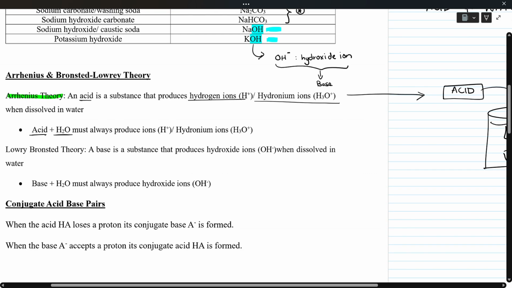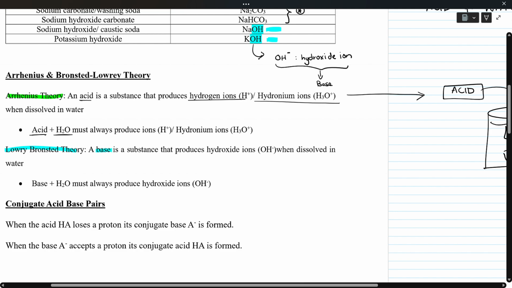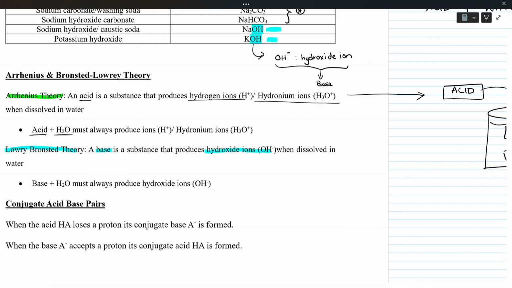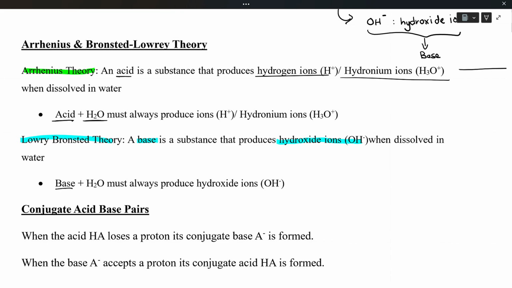Okay, so now that we've defined an acid, we have the Lowry-Bronsted theory, which is going to define what a base is. So a base is a substance, let's use a different color for this. A base is a substance that is always going to be producing hydroxide ions when it's dissolved in water. So very similar to an acid, but now instead of H plus or hydronium ions, we are going to be seeing hydroxide ions. So you've got your base plus your water, which is always going to be producing OH minus.